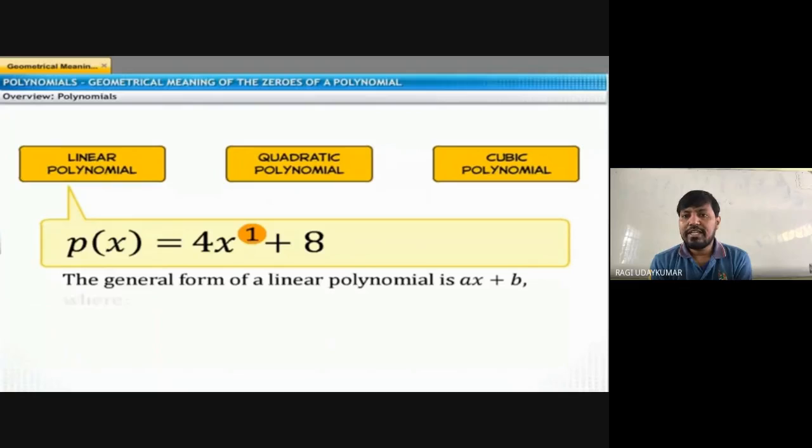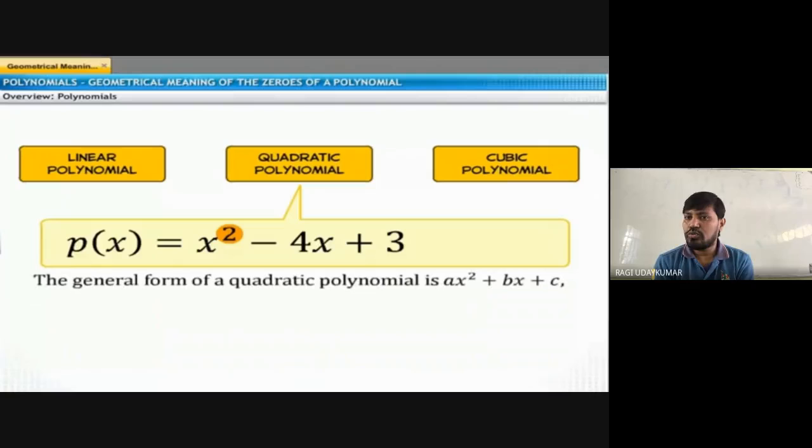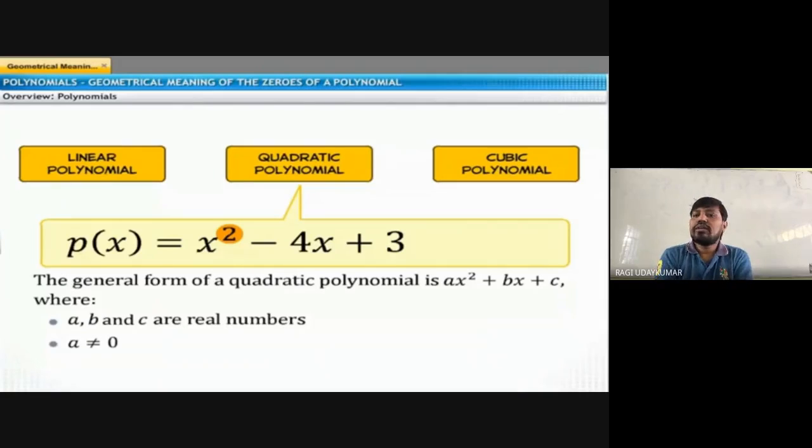The general form of the linear polynomial is ax plus b, and a and b are real numbers. And here a should not be equal to 0. So if you take this polynomial into consideration, x square minus 4x plus 3, power 2. The highest power of the variable is 2. So that's why it is called a quadratic polynomial. The general form of the quadratic polynomial is ax square plus bx plus c, where a, b, c are real numbers. And here also a should not be equal to 0.